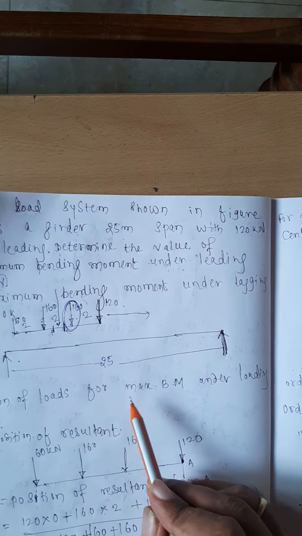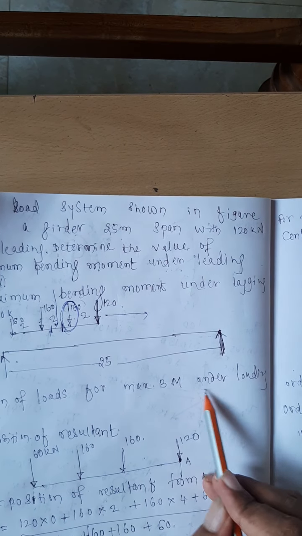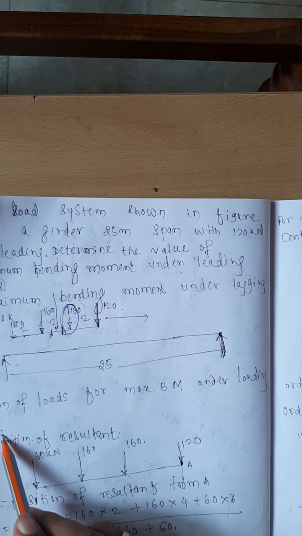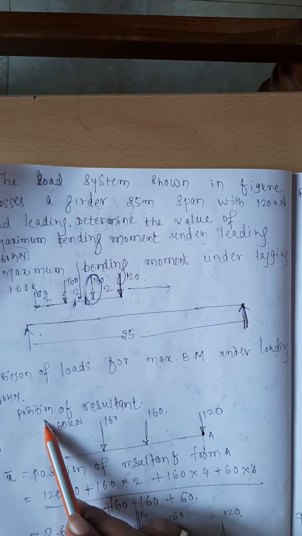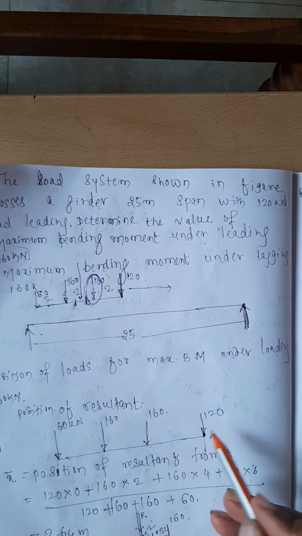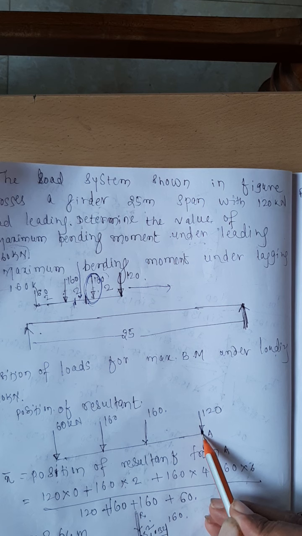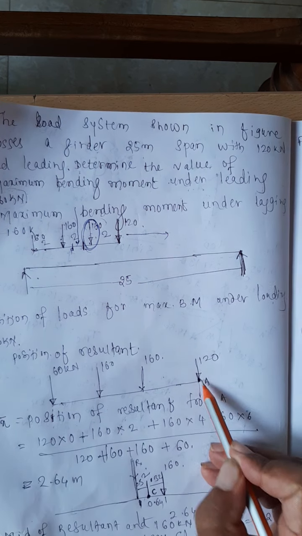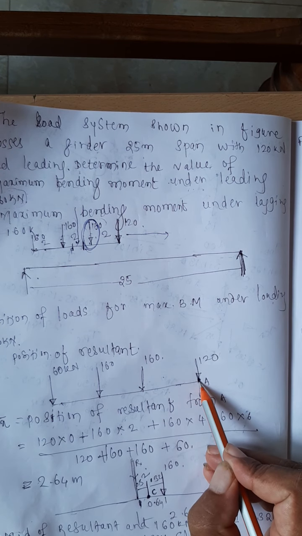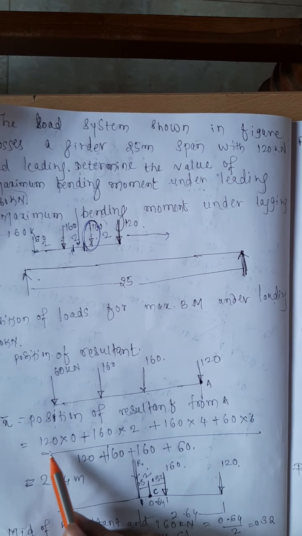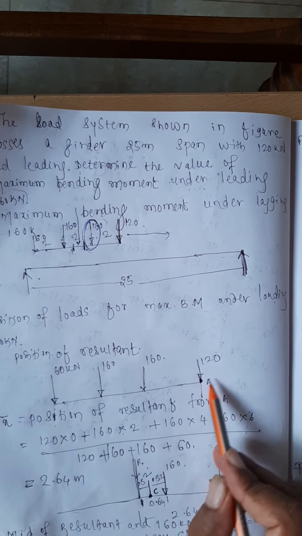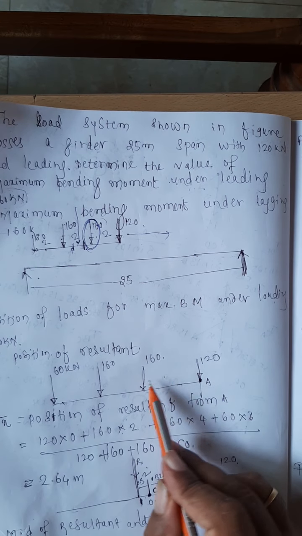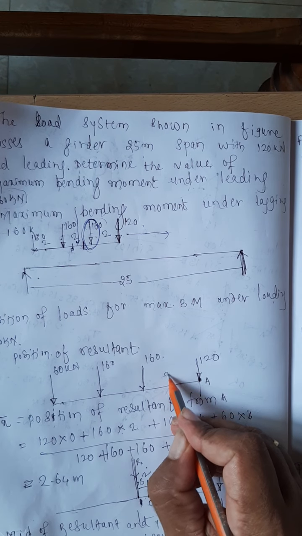Find the position of the load. To find the position of the load for maximum bending moment under the given 160 kilonewton, as I told you, first you calculate the position of the resultant. Yes, position of the resultant I am calculating from A. For that I am taking the moment from A. Moment from A means 120 multiplied by 0. Then 160 multiplied by 2. This gap is given as 2 meters.